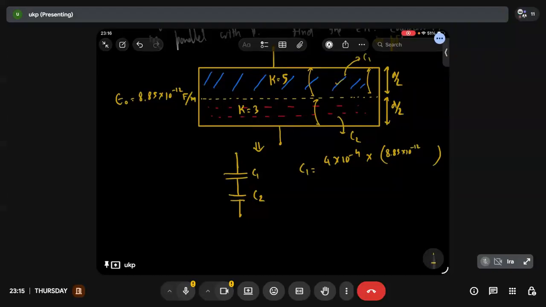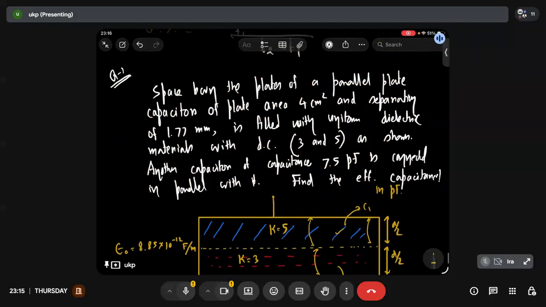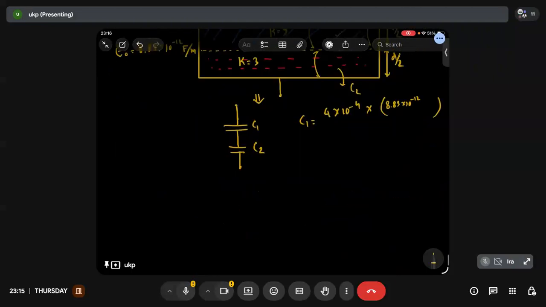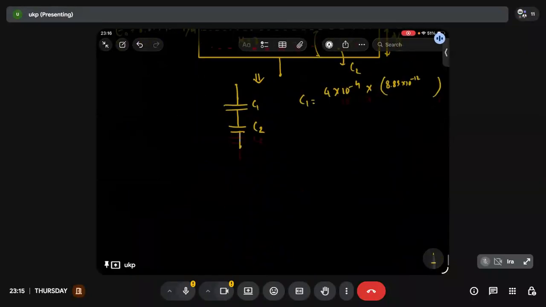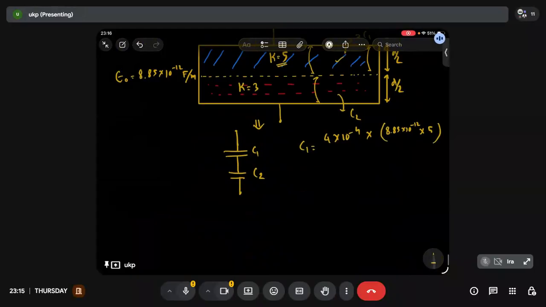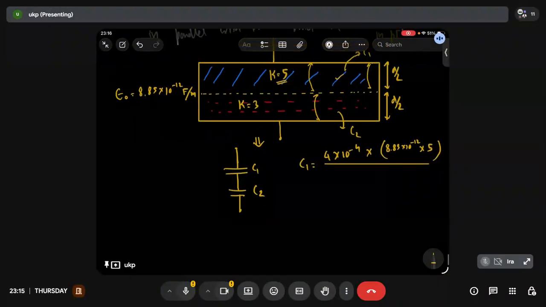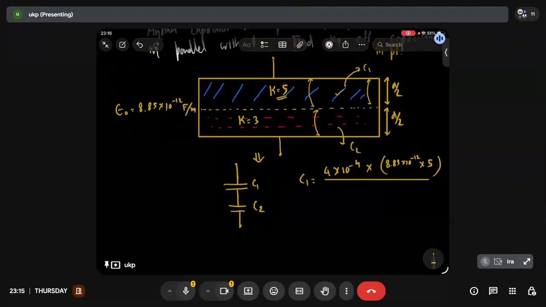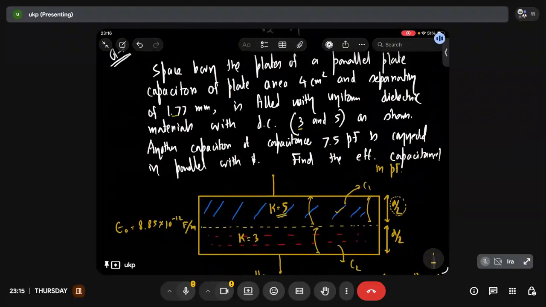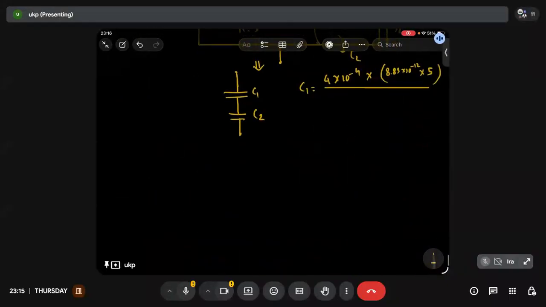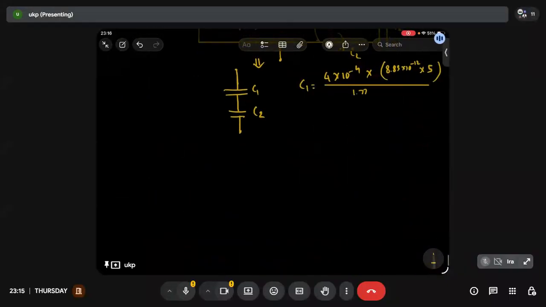For C1, what is the value of relative permittivity? What is the value of dielectric constant? 3. It was 3, right? No no, the upper one was given as 5, sorry, the upper one is given as 5. So it will be epsilon naught into epsilon r, which is the dielectric constant, divided by the separation between the two plates. What is the separation between the two plates? Separation between the two plates is d upon 2. Has the value of d been given in the question? The total d is given as 1.77. So what will its half be? It will be 1.77 by 2. What's the big deal?